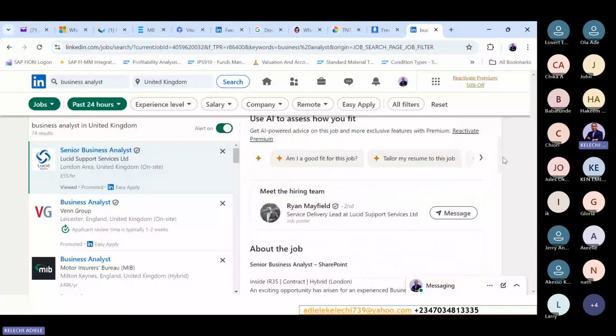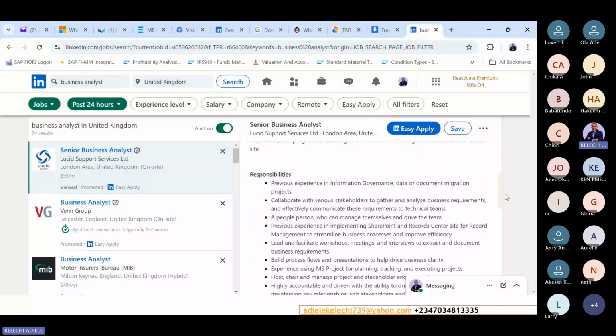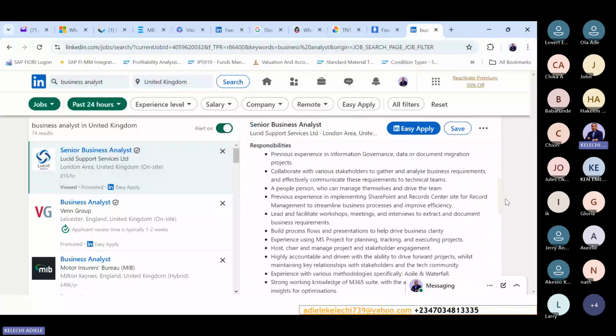So if you look at the responsibilities of a senior business analyst: provide experience in information governance, collaborate with stakeholders and gather and analyze business requirements, a people person. So this is just something I did random. And from this class, I've always said that I told you guys that business analysis is people facing. One of your undoing would be if you fail to learn those personal skills I showed you. They are very, very important. So you have to be a people person.